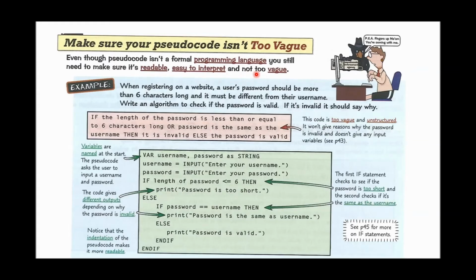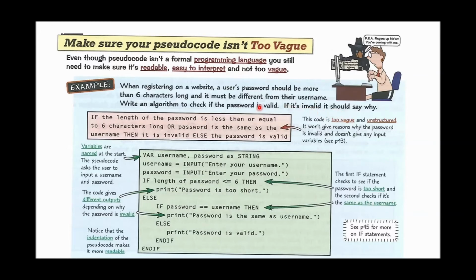I'm going to give an example now of another piece of pseudocode. When registering on a website, a user's password should be more than 6 characters long, and it must be different from their username. Write an algorithm to check if the password is valid. Valid means acceptable. If it's invalid, it should say why.